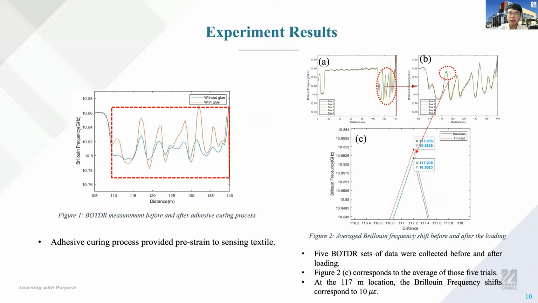At the 117 meters location, we found the Brillouin frequency shift corresponds to 10 microstrain. We added the loading at 7 meters from the starting point of the bridge, and our launching fiber was 110 meters. So the frequency change represents the strength of the sensor collected on the loading.